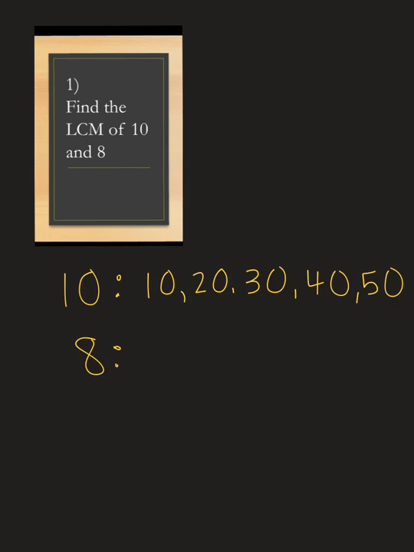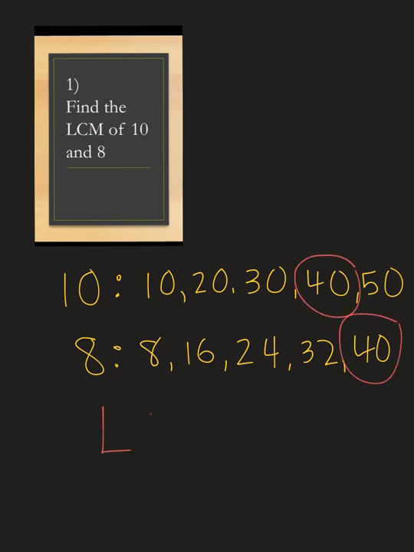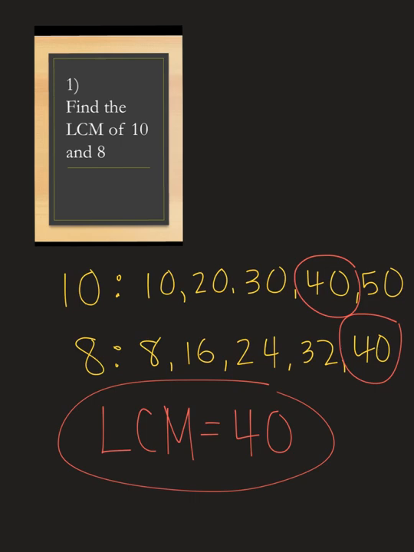Now we need to list our multiples of 8 until we find one in common. So 8 times 1 is 8, 8 times 2 is 16, 8 times 3 is 24, 8 times 4 is 32, 8 times 5 is 40. And right there we can stop because we see our least common multiple, our LCM, for these two numbers is 40. And that would be our final answer.